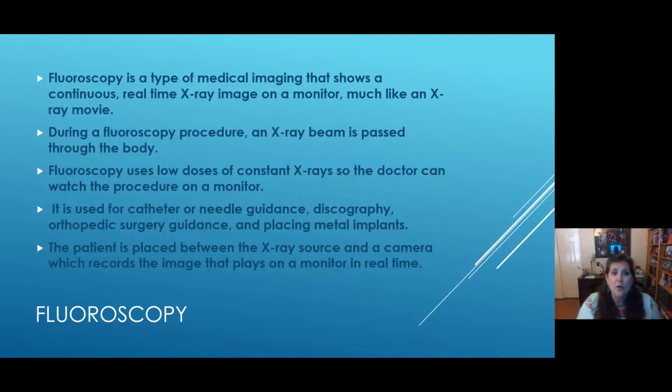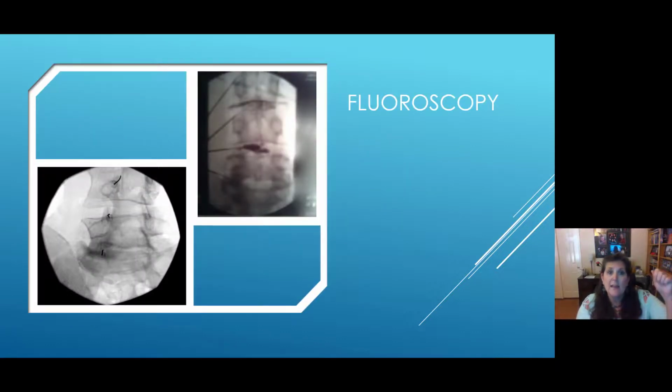It is used for catheter or needle guidance, so the doctor can watch the image and guide the needle to the right spot. Discography, which is what I was doing. Orthopedic surgery guidance, for example, or placing metal implants. The patient is placed between the X-ray source and a camera, which records the image that plays on a monitor in real time. So I used to sit there and watch on screen these needles going into my back in the right spots and then injecting the medicine. So it was pretty cool. So that's fluoroscopy, low dose X-rays for real-time movies.